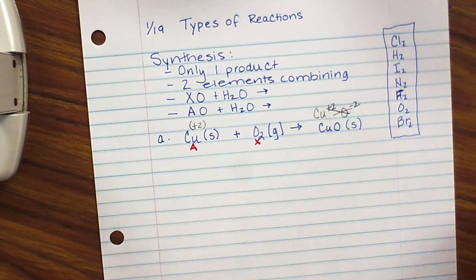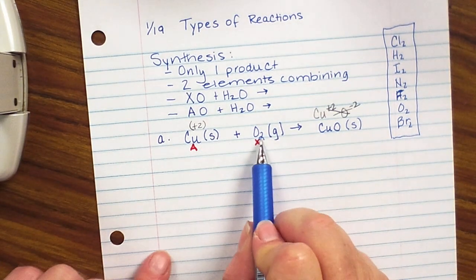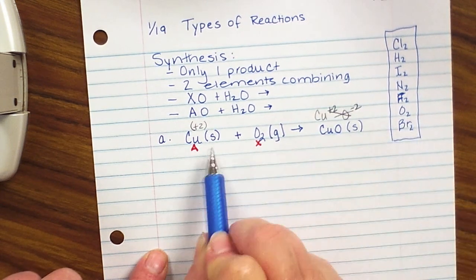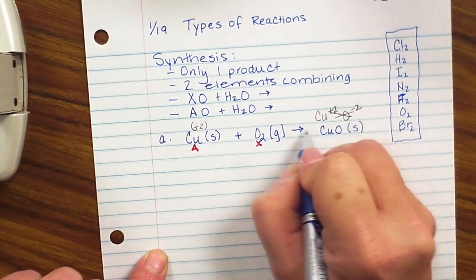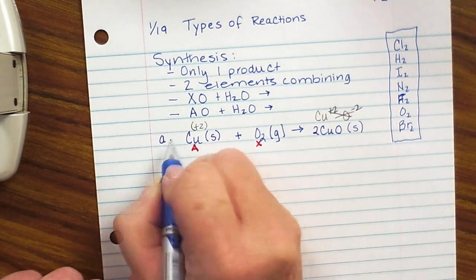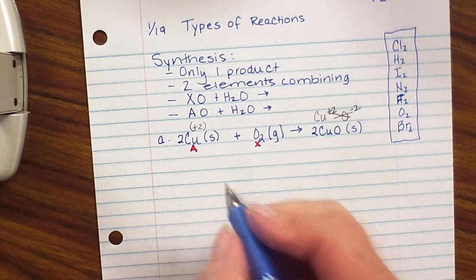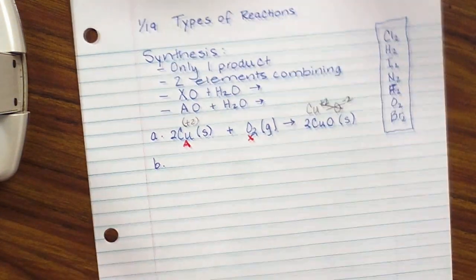The last thing I need to do is balance this equation. I have 2 oxygens here because oxygen is diatomic. So I have 2 oxygens here. I have 1 here, so I'm going to put a 2 here, and that gives me 2 coppers. I'm going to put a 2 here, and now I'm finished. Wow, that took a long time. Yup. That's what you're doing in chemistry right now. Every problem takes a long time. Here we go. Letter B.